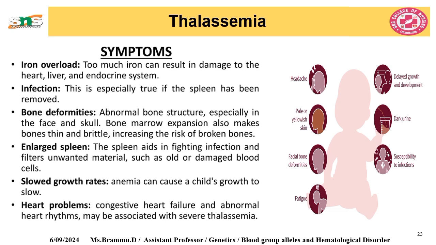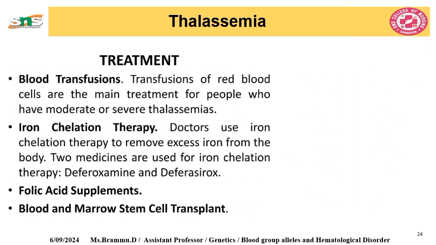The common complications of this condition would be transfusion-induced infections, bone expansion on the head, hypothyroidism, hypoparathyroidism, venous thrombosis, and so on. So here the treatment of choice for thalassemia is blood transfusion, iron chelation therapy, folic acid supplementation, and bone marrow or stem cell transplantation.